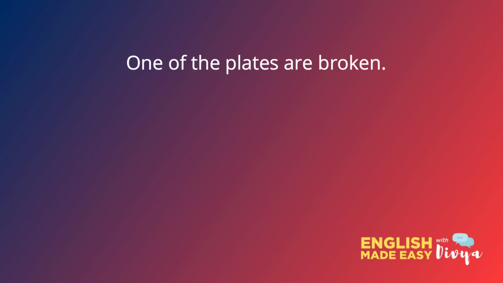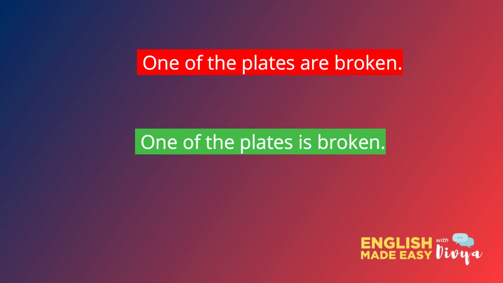So here we begin with an exercise. The first sentence on the screen: One of the plates are broken. So here, one of the always takes a plural subject, one of the many, but the verb that follows is always singular. So one of the plates is broken and not are broken.